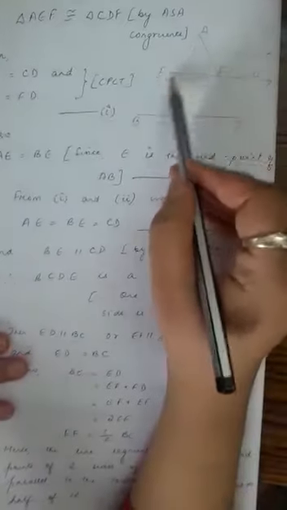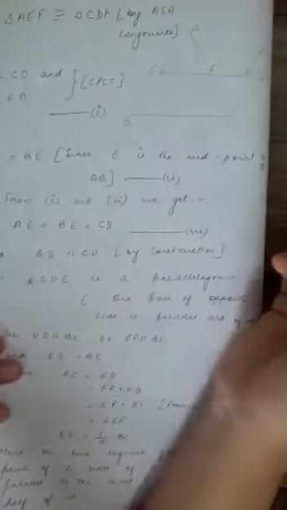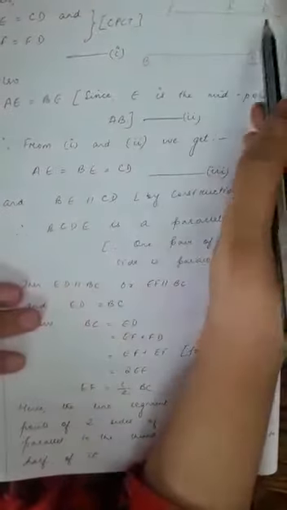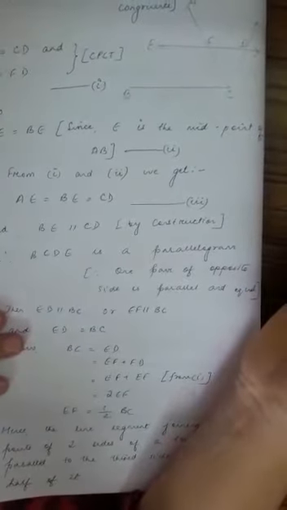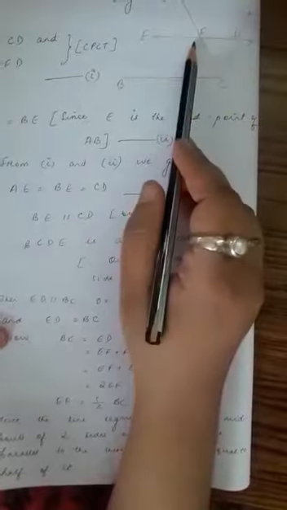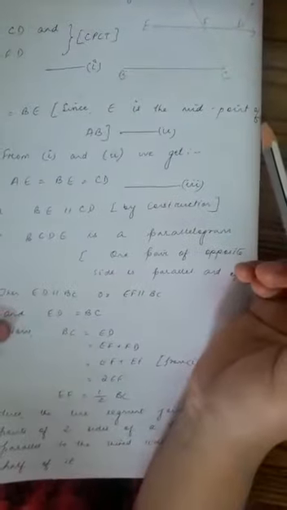Also AE is equal to BE since E is the midpoint of AB. I keep this as equation number 2. So from equations 1 and 2, I can say that AE is equal to BE is equal to CD. Keep this as equation number 3. And BE is parallel to CD, by construction. Therefore we can say that BCD is a parallelogram. Now if this is a parallelogram, then ED is parallel to BC. Also EF is parallel to BC.